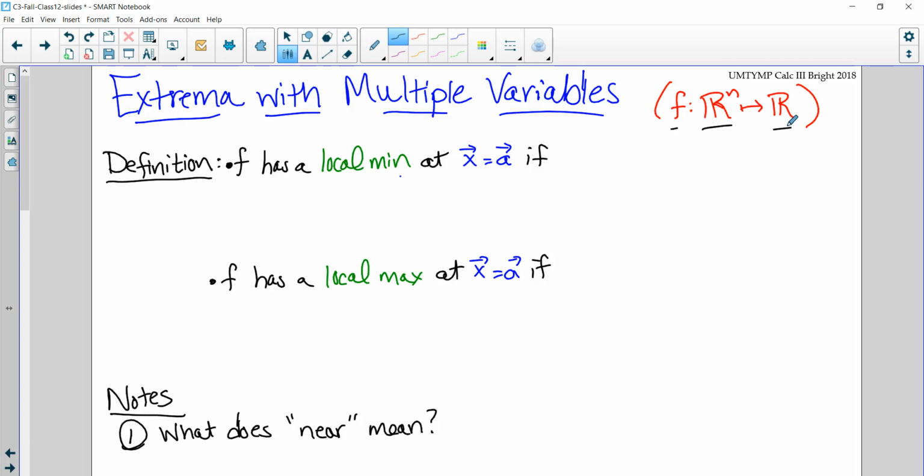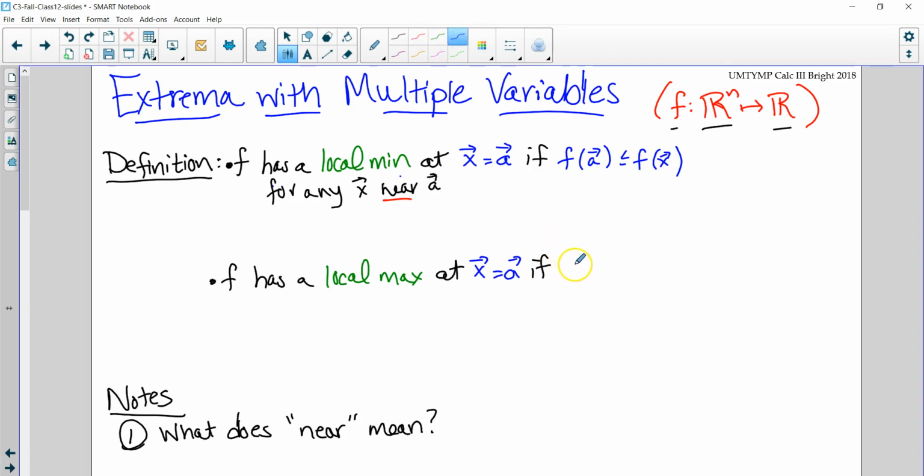So the first thing, we're going to talk about a local min at a point existing if, and you might not find this so surprising, f of vector A is less than or equal to f of vector x, for any vector x near vector A. Okay, and there's this language of near again. How do we think of that? We'll talk about that in a moment. Let's get our definition for the other one down first.